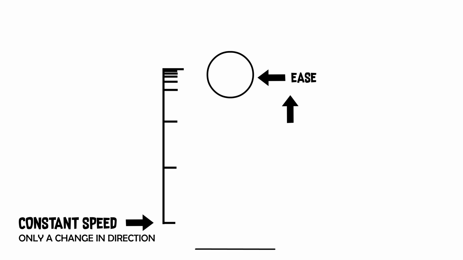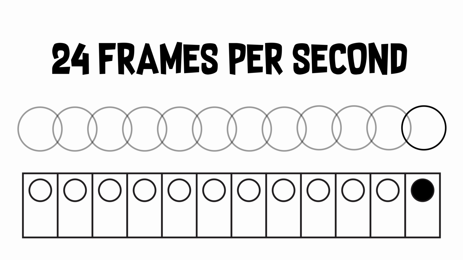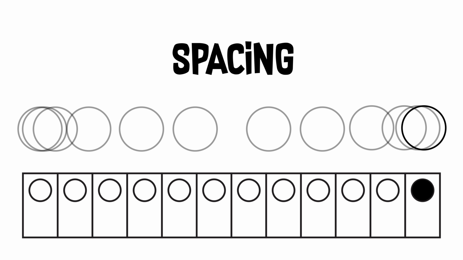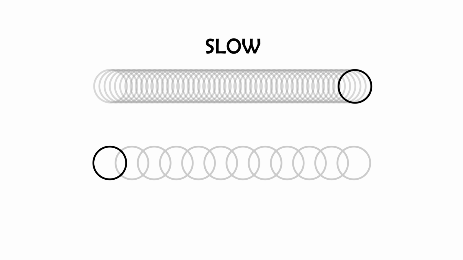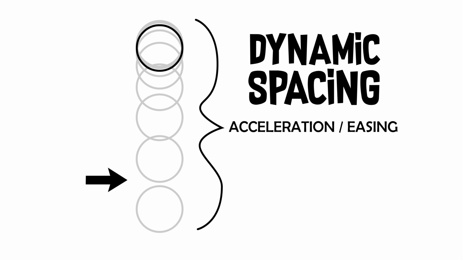Because the frame rate of animation is so constant, the way that we achieve easing is by adjusting the spacing between each drawing. So, drawings close together make slow motion, and drawings far apart make fast motion. Notice how the drawings at the top here are close together, and then become further apart as the ball falls. This is dynamic spacing, and this is how you create acceleration, or easing.